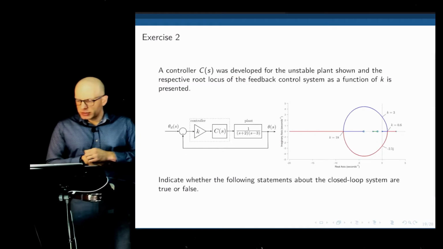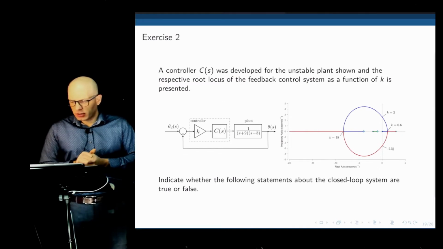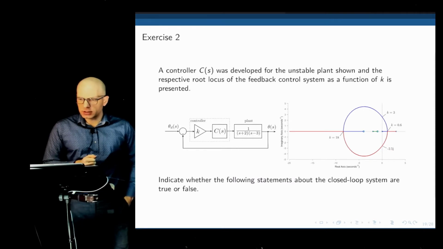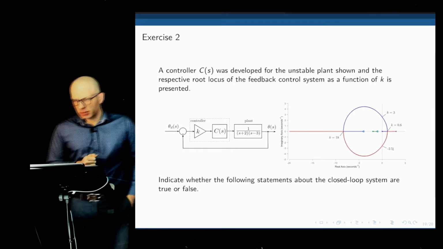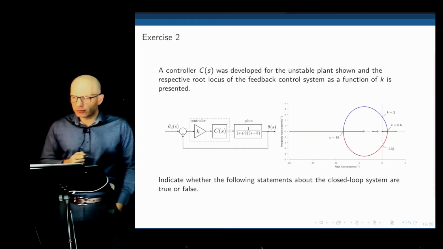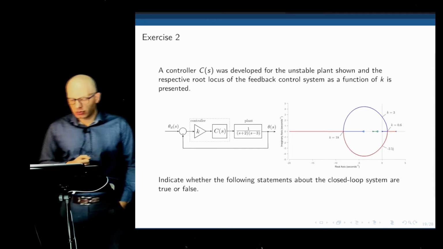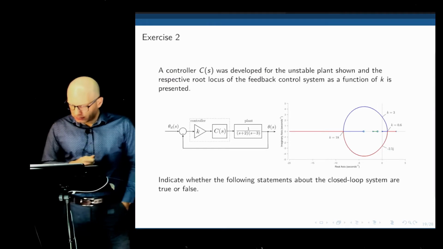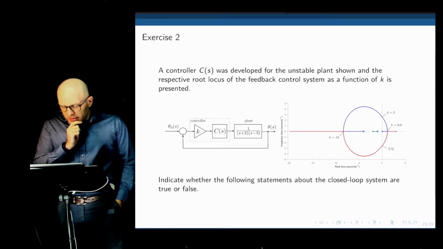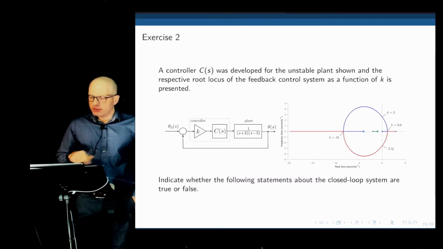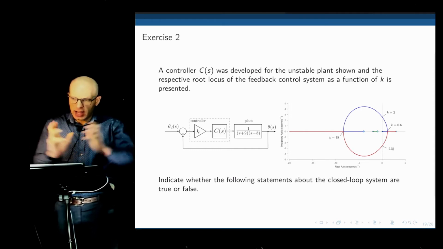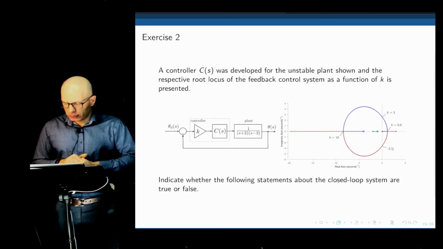I have a controller C(s) that was developed for the unstable plant shown. Why is this plant unstable? Because the plant has a positive real pole, which means that it exponentially grows to infinity, which brings the whole system to instability. And the respective root locus of the feedback control system, so the root locus of the entire system, as a function of k, is presented.